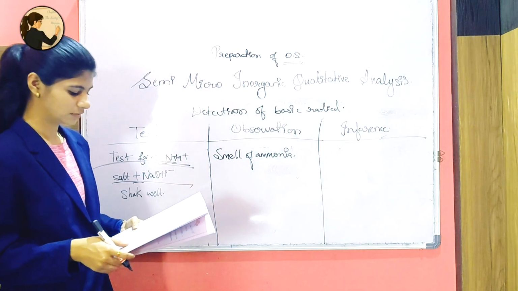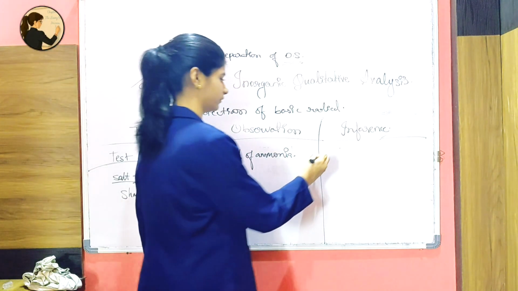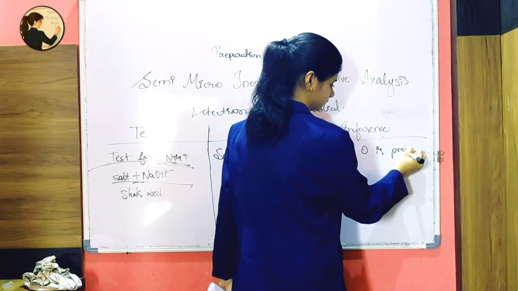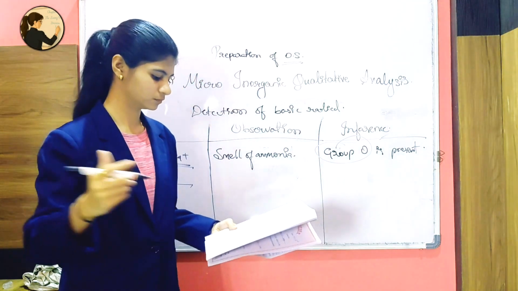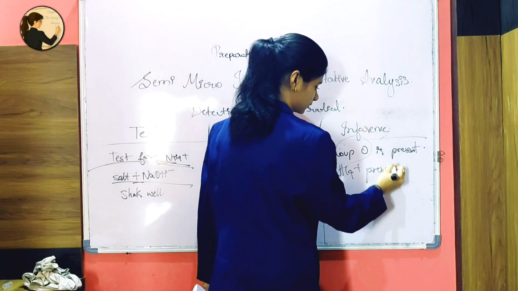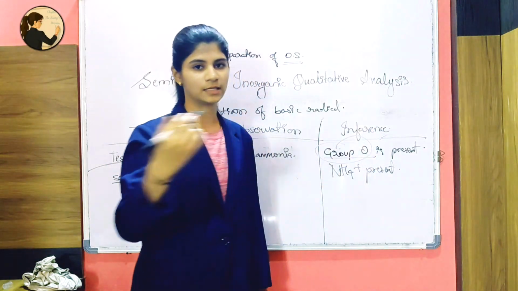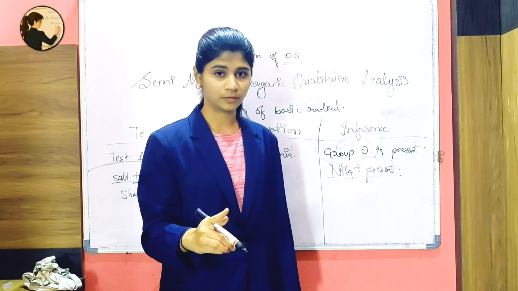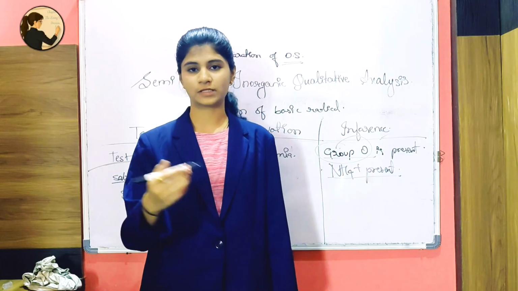Now in inference, what is there? Group 0 is present, in which NH4 plus is present. So if group 0 is present, you will go to analysis of group 0. NH4 plus present. See, there are two main steps after this. If group 0 is present, you will go to analysis of group 0. If NH4 plus is present, for confirming that this salt is present, you will do the confirmative test of NH4 plus.